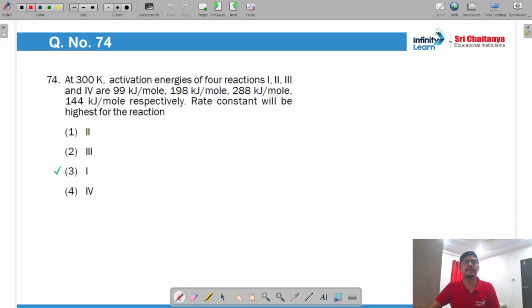At 300 Kelvin, activation energies of 4 reactions are given. Rate constant will be highest for the lowest activation energy. So higher the activation energy, lower will be the rate of reaction, guys. Remember that. So first reaction has the least activation energy, it will be fastest.